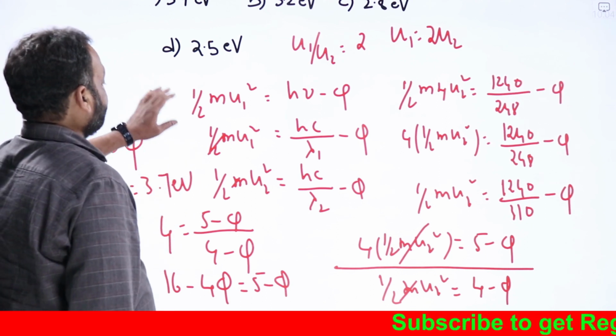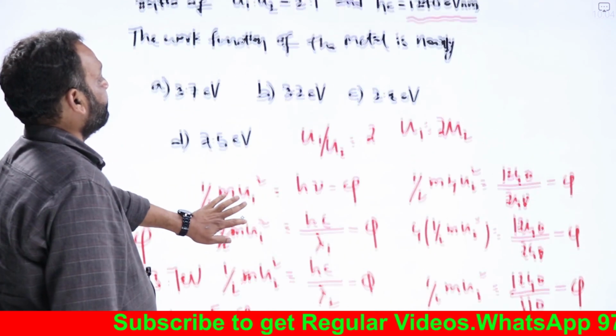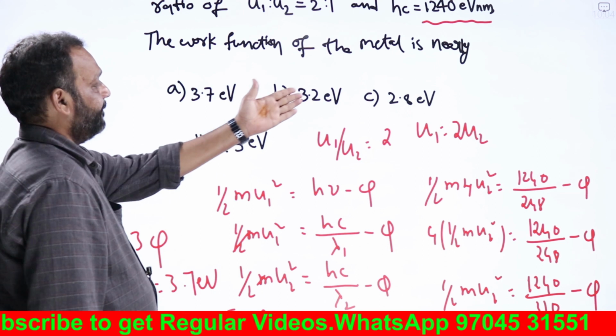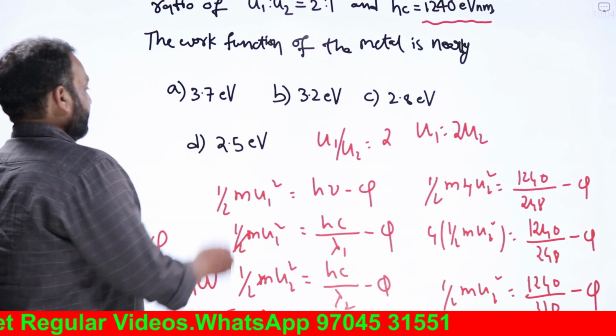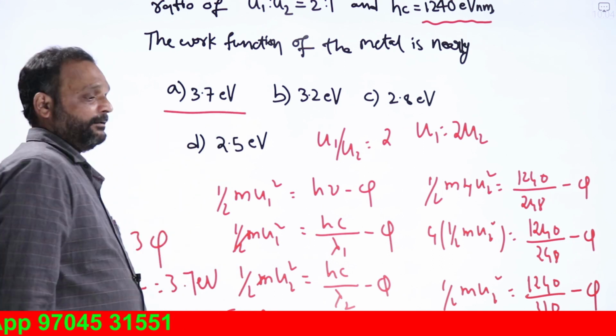So see which option is given close to 3.7. The first option is 3.7, then 3.2, 2.8, 2.5. We are getting around 3.7. So the option is 3.7 electron volt.